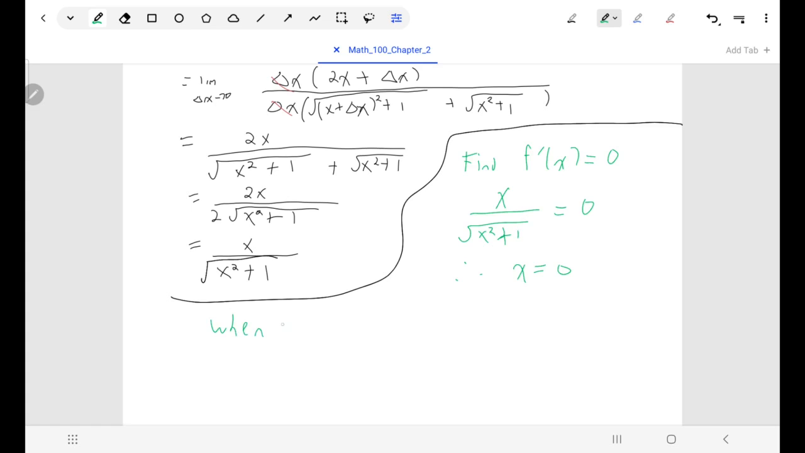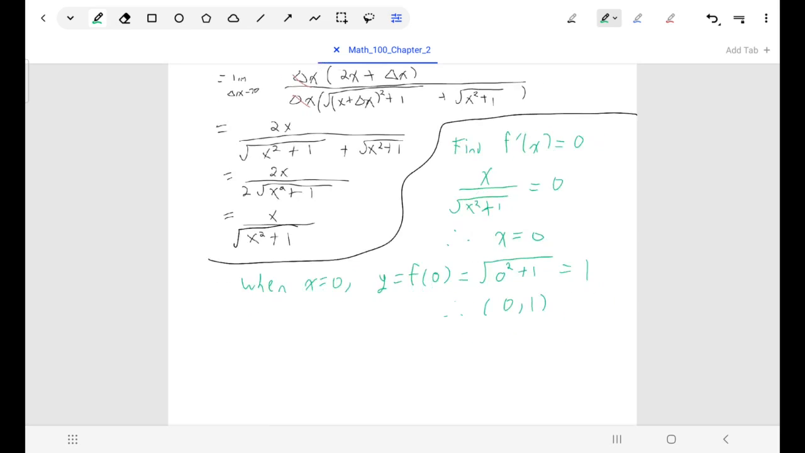And now I can find out what the point is. So when x is 0, what's the y value? And the y value, again, we don't get it from the derivative, we get it from the original function. So if I wanted to know what is the y value when x is 0, I want to know what is f of 0. So I put 0 into my original function. So square root of 0 squared plus 1, which is 1. So it turns out there is only one point, the point 0, 1, and that's the only point where our slope is 0. Or in other words, that's the only place where we'll have a horizontal tangent line.